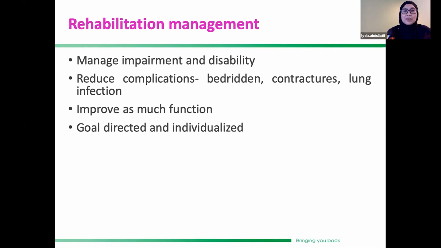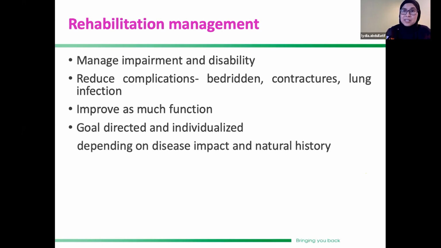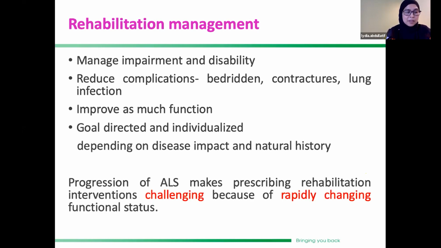Okay. And rehabilitation is always goal directed and individualized. So you may have the same diagnosis, MND, but your treatment in terms of rehabilitation is not the same. So it depends on the disease impact and the natural history. Because the progression of ALS is quite fast, therefore it makes the prescribing of rehabilitation intervention quite difficult, challenging, because of the rapidly changing functional status. So this is one of the biggest challenges in rehabilitation.